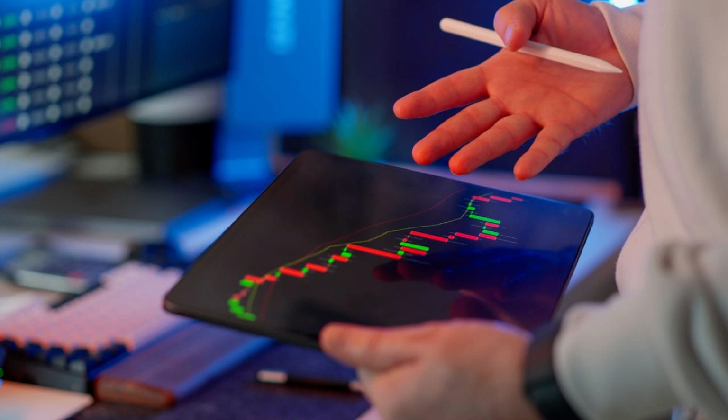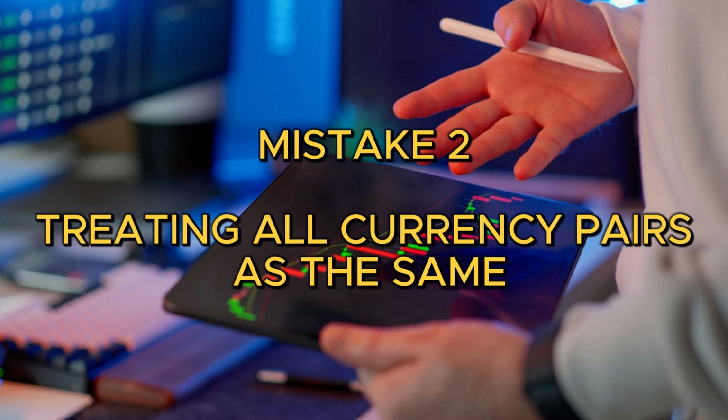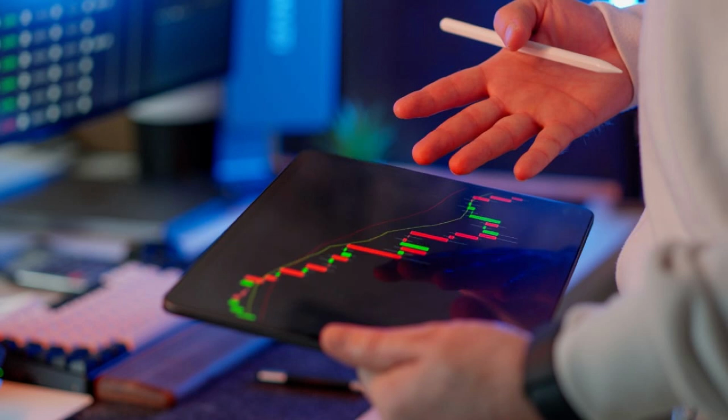The second mistake is treating all currency pairs the same. Many beginners don't realize that major, minor, and exotic pairs belong to different categories. Understanding these groups can help you make better sense of the market and avoid unnecessary confusion.